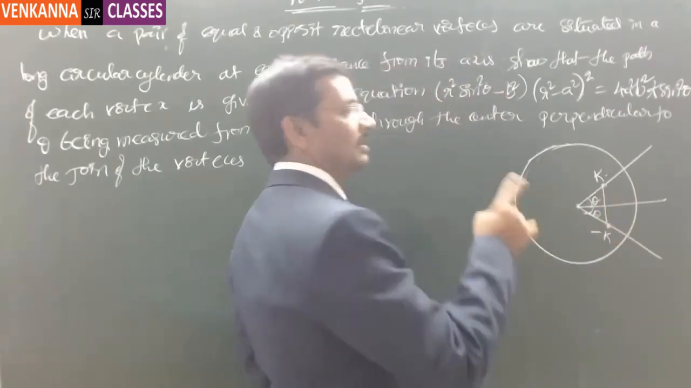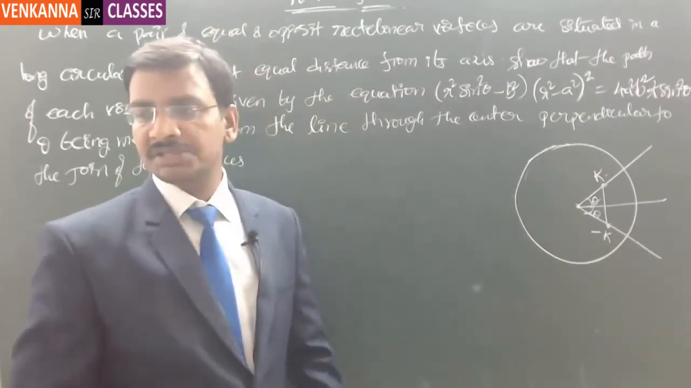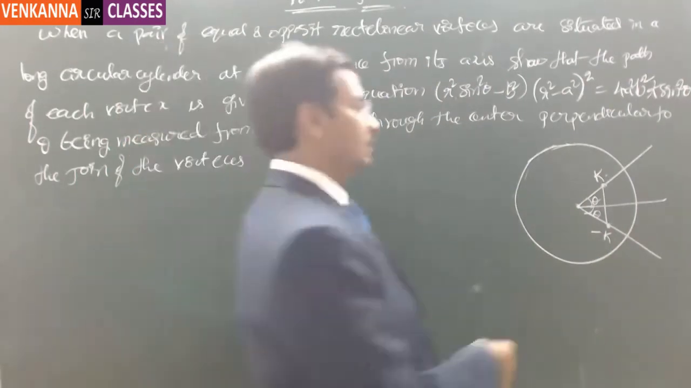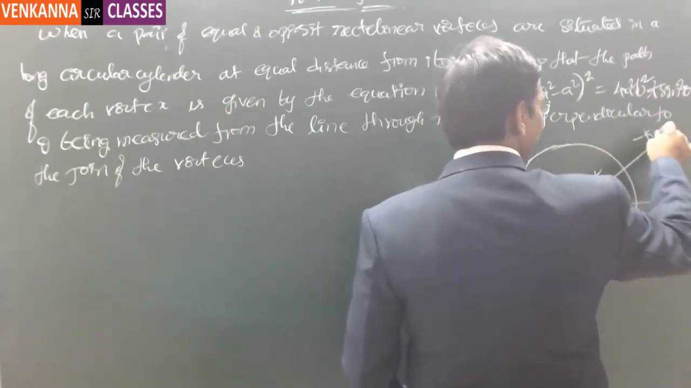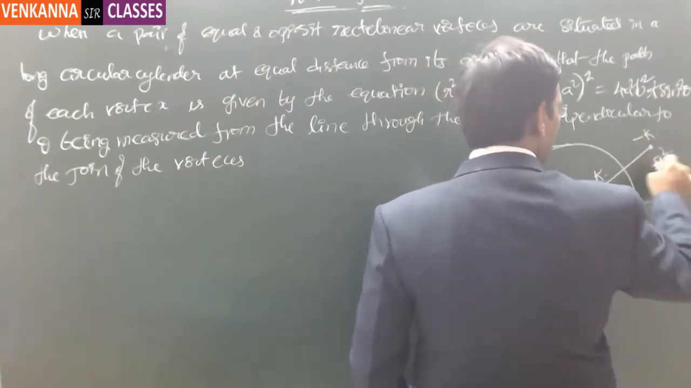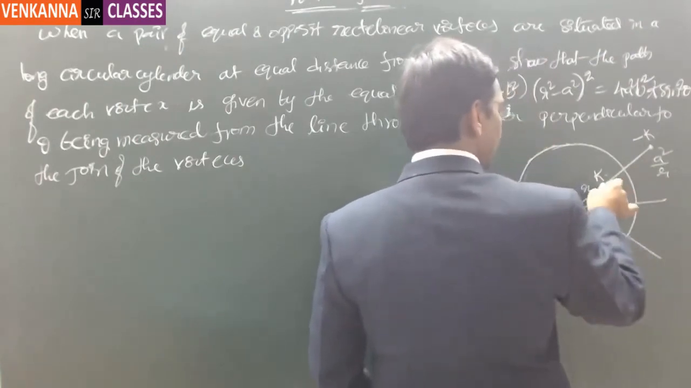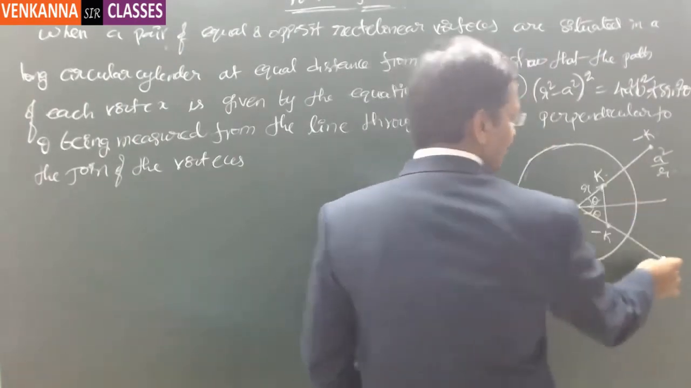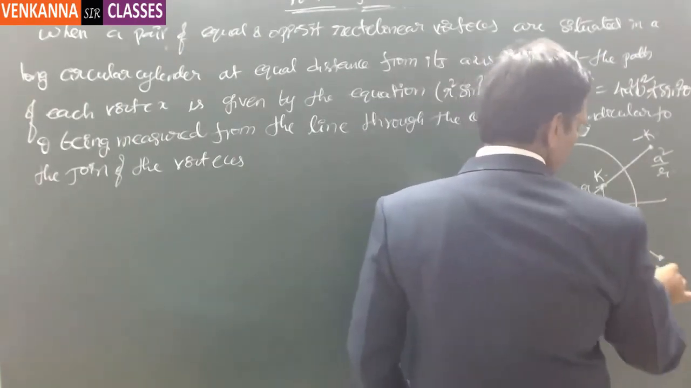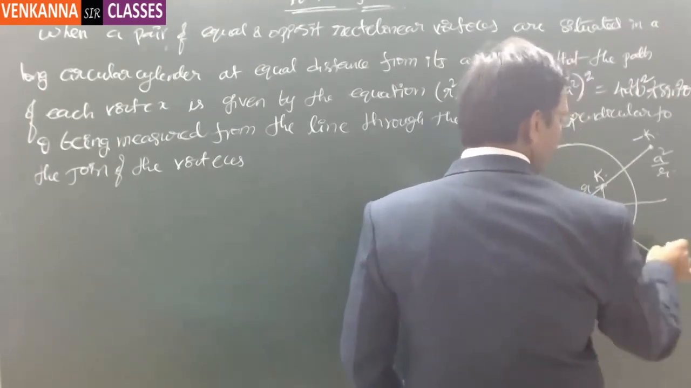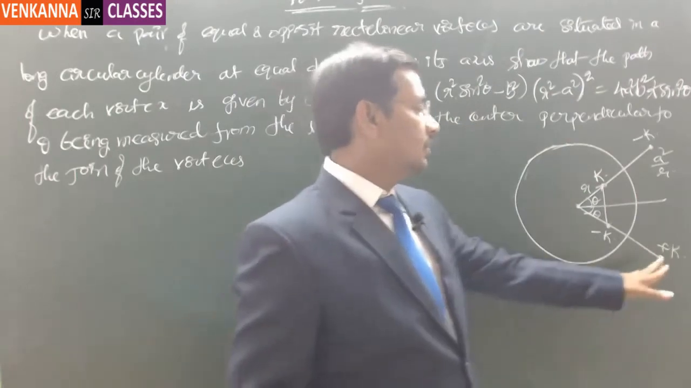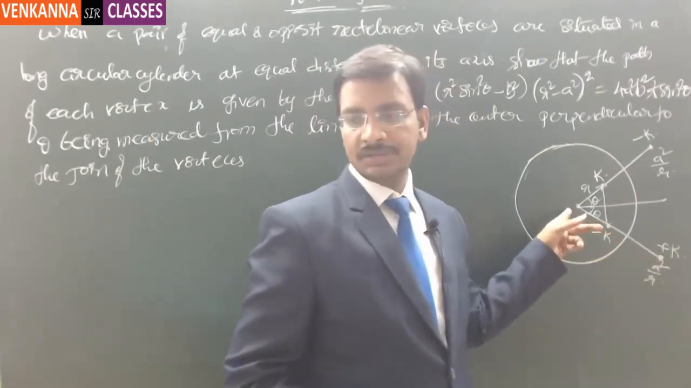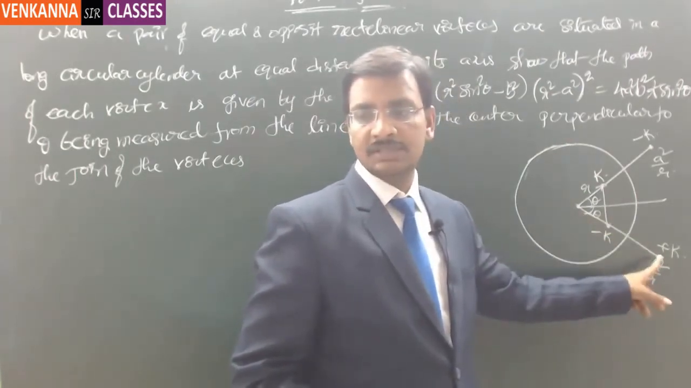And being a circular cylinder, the image system will be: you have to place one more vortex of opposite sign here, minus k, at a distance of a square by r. So this value is r, till this point it is r. Similarly at this point, at a square by r, you have to keep a plus k vortex. And correspondingly, you have to place one more vortex at the origin of magnitude exactly the same as this one.